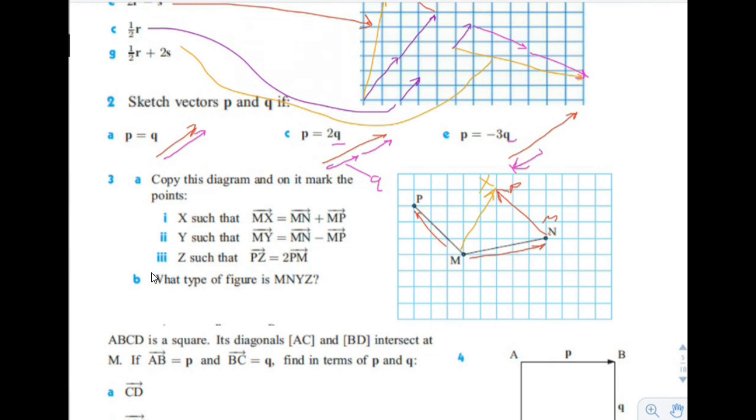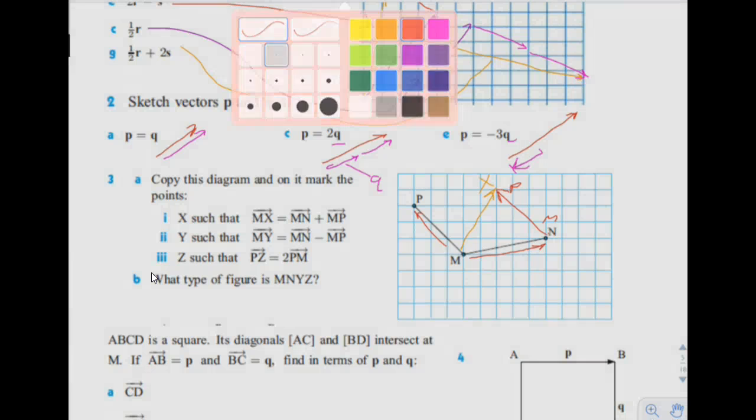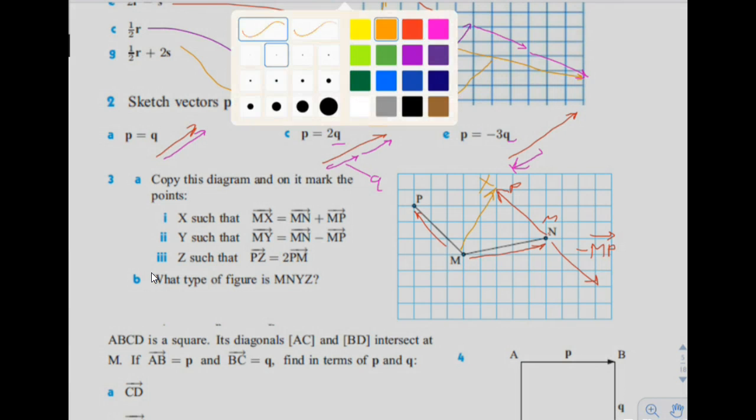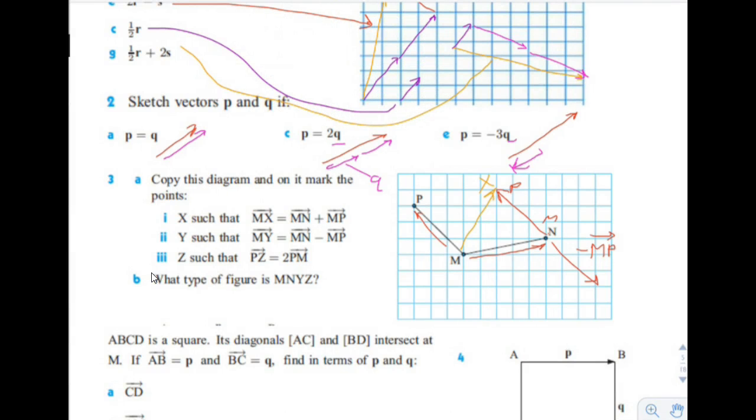And y such that my is equal to mn minus mp. Mn minus mp, the negative of mp is like that, right? So this would be minus mp. And in this case, my is like that, so y would be that.